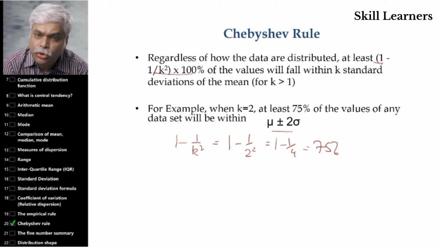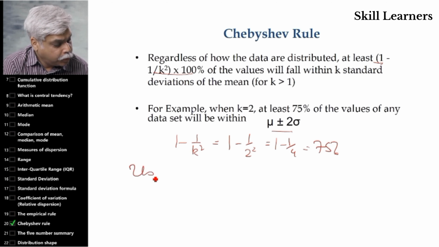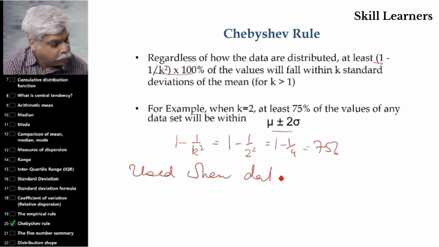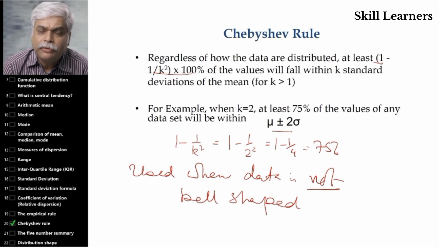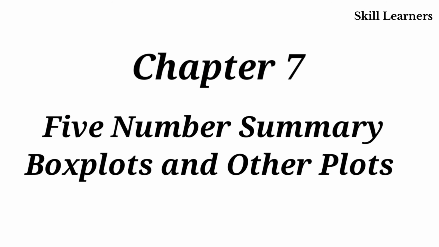When is Chebyshev's rule useful? Used when data is not bell-shaped. If the data is not bell-shaped, Chebyshev's rule gives conservative bounds for what the 68%, 95%, and 99.7% are. So it gives ballpark numbers for peculiar distributions.